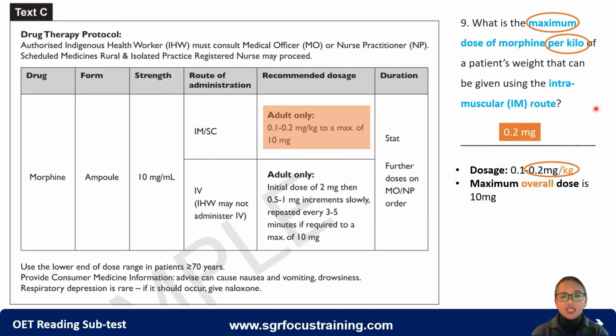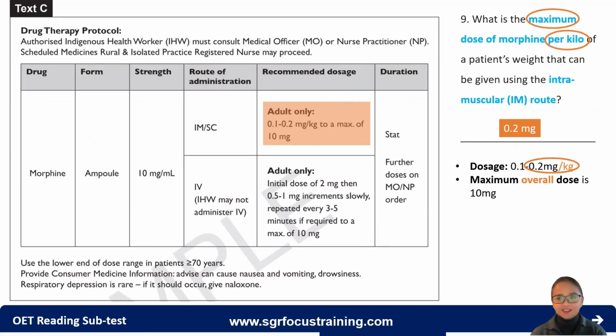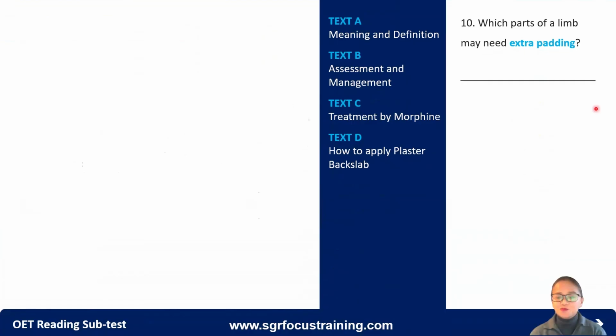Okay, so in reading, I would always suggest you do not duplicate words that are already given within the question area. So hopefully that really makes you understand more about how to choose answers based on minimum, maximum, as well as between dose and dosage. So let's look at question number 10.